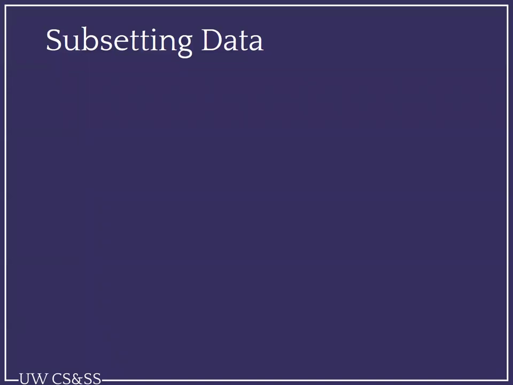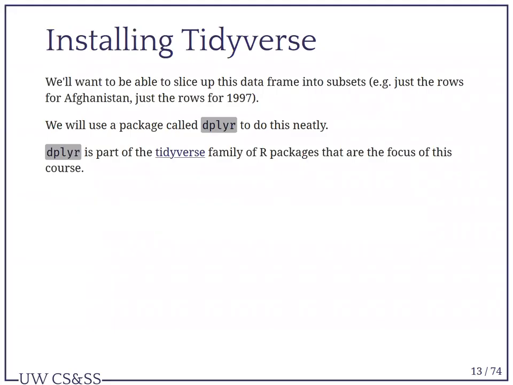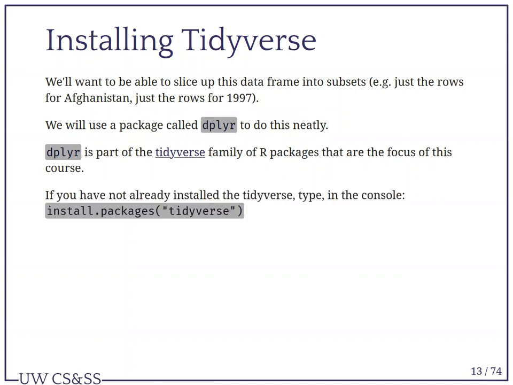Okay, let's talk about subsetting this data. We'll want to be able to slice up this data frame into subsets. So like just the rows for Afghanistan, for instance, or just the rows for 1997. We'll use a package called dplyr to do this neatly. dplyr is part of the tidyverse family of R packages that are the focus of this course. So you might want to take the time to install that package, tidyverse.